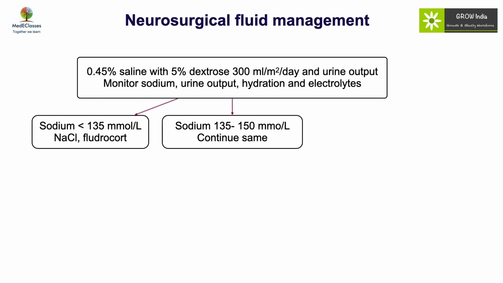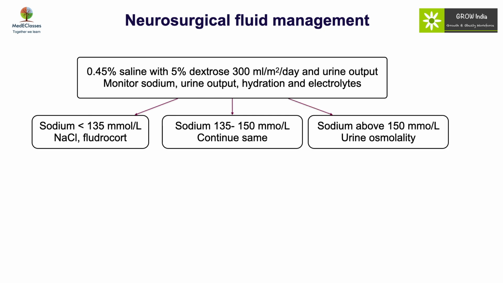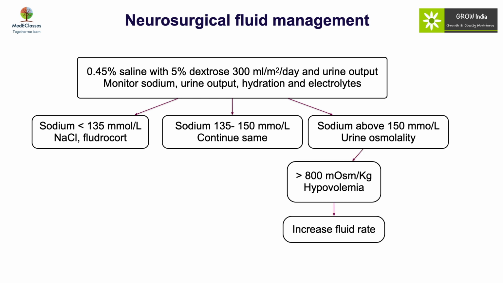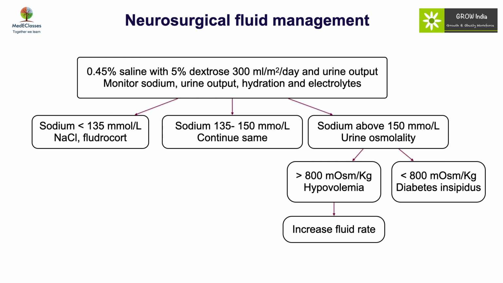Sodium in the normal range would mean that we are doing well and should continue the same treatment, while if the sodium goes above 150, a major issue is whether we are dealing with hypovolemia. In that case, if the urinary osmolality is high, suggesting dehydration, the fluid rate has to increase; or diabetes insipidus, in which the urinary osmolality will be low, in which the management will require fluid or AVP.